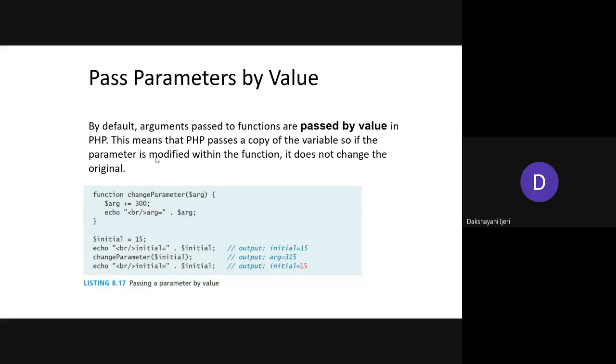As in this example, the function has been defined with one parameter, with the name arg. In the body, we are just adding 300 to whatever value is passed, and that is displayed as the result. Outside the function body, we have taken another variable, initial, which has the value 15, and we are just printing that value.